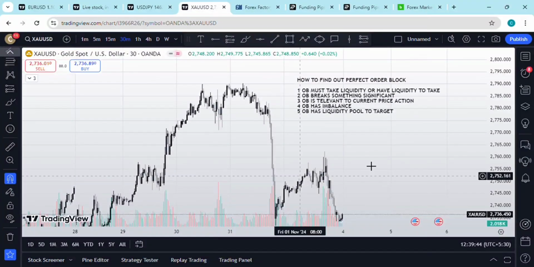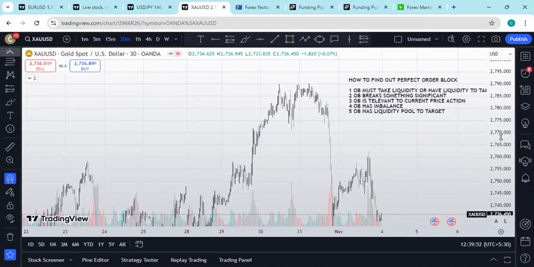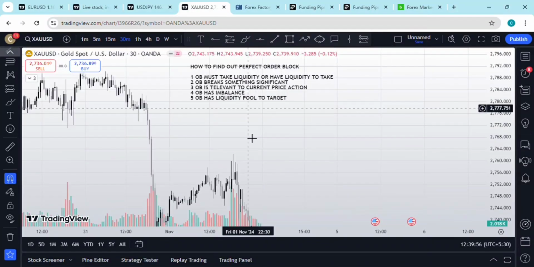I was getting a lot of queries on how to find a perfect order block. So let me show you where most people make mistakes. They really feel like, okay, let's go.